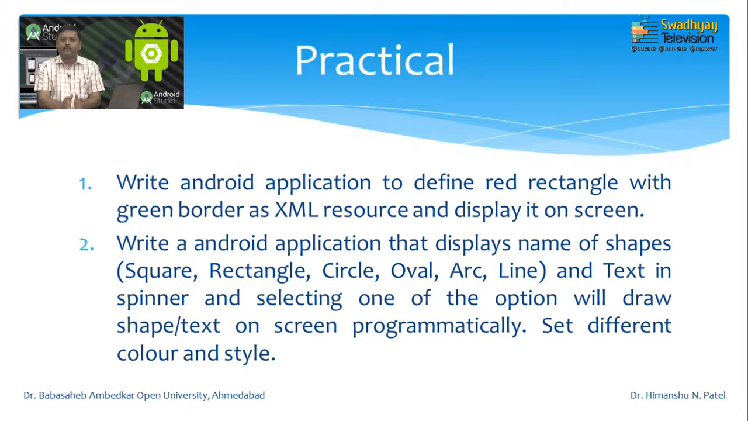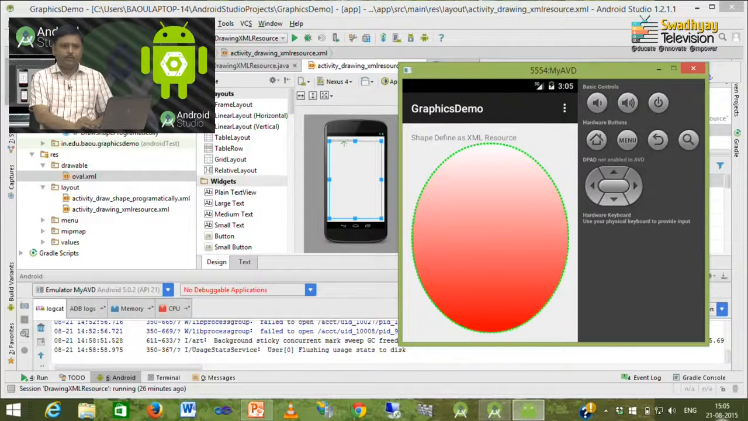So, let us start. Here on screen you can see our first application is running. Here we have used gradient. So, there is a mix of red and white color, and you can see this border is a dotted line with green color. So, let us learn how to draw this.